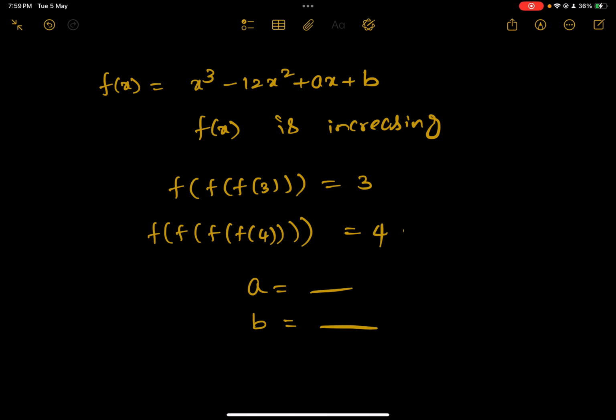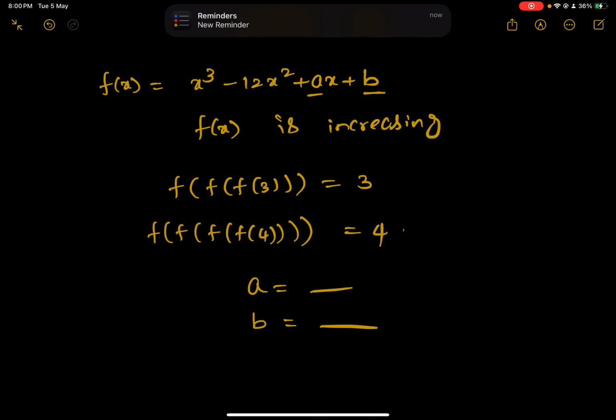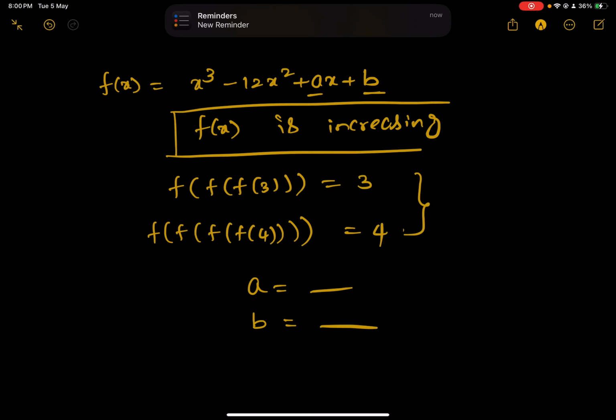So first thing, we have to find out the values of a and b. So that is the goal of the problem. And here you have two conditions given. So you have to find out the values of two variables, and you already have two conditions. So why did they give this third condition? This is the first question that I'm going to ask. Why?